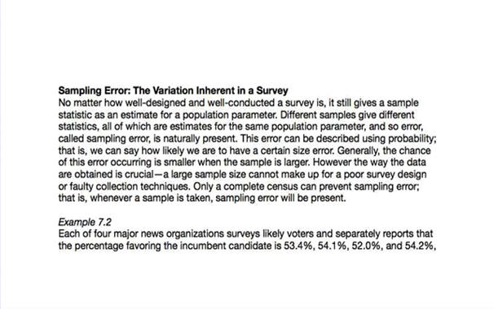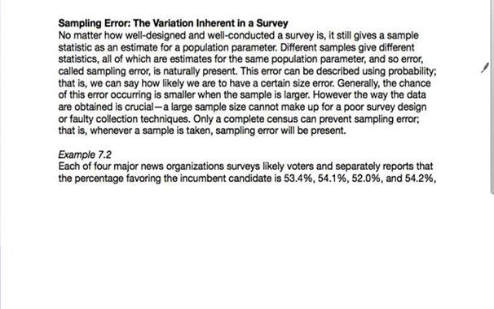However, the way the data is obtained is crucial. A large sample size cannot make up for a poor survey design or faulty collection techniques. Only a complete census can prevent sampling error. That is, whenever a sample is taken, sampling error will be present. So, no matter what, whenever you take a sample, there is sampling error. The only way that you can completely eliminate sampling error would be to take a full census and make sure that you had everyone in the population participate.